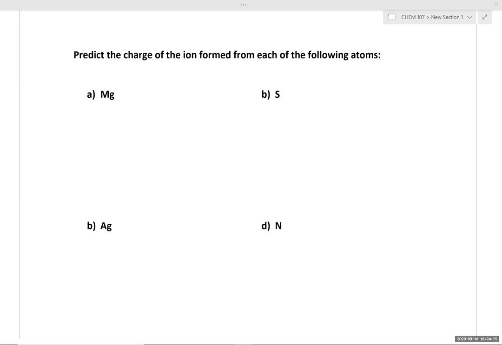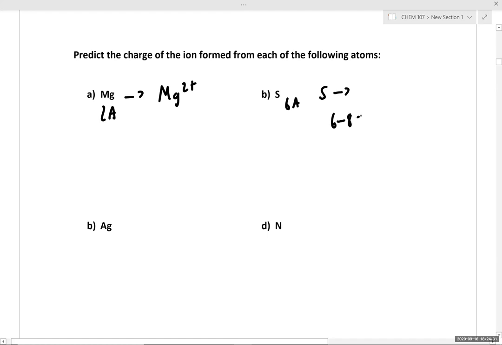Okay, so let's discuss. Magnesium is a group 2A element, so magnesium would prefer to form magnesium 2+. Sulfur is a 6A element. Sulfur would prefer to form 6 minus 8, which is -2, so sulfur 2-. Silver is a fixed charge transition metal, so it will prefer to form silver +. And nitrogen, being a 5A element, 5 minus 8 gives us -3, and nitrogen prefers to form nitrogen 3-.